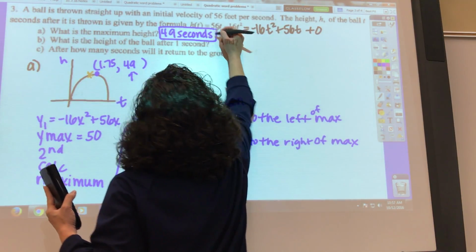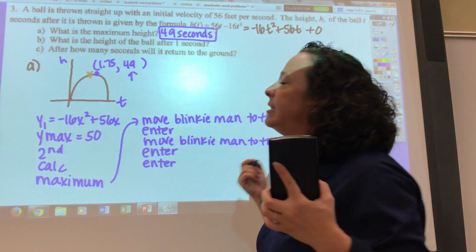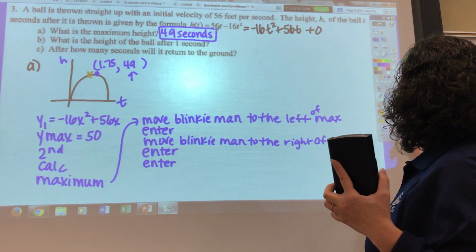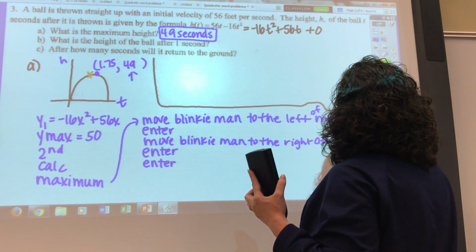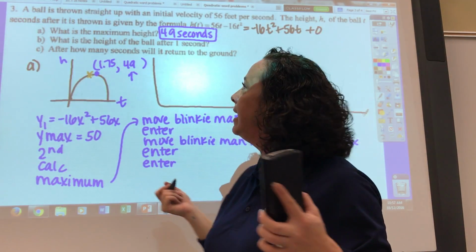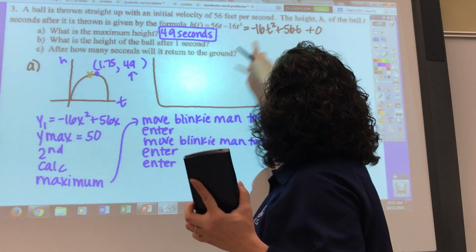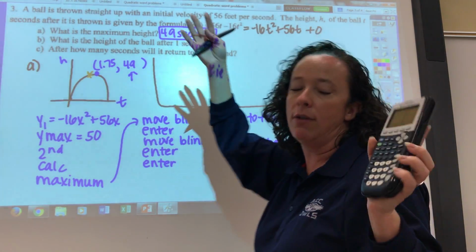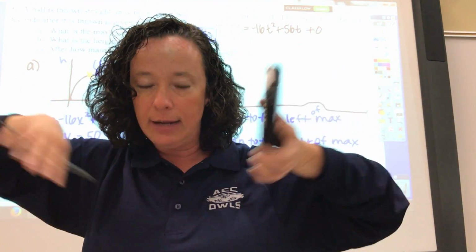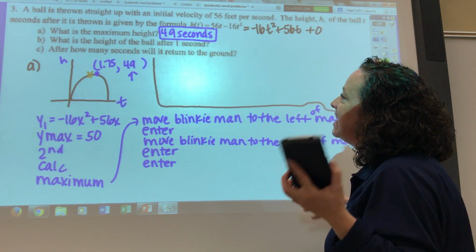Okay, part B. What is the height of the ball after 1 second? Okay, so I want to talk about this because we actually, in class so far, have not done this little trick on the calculator. It wants to know the height after 1 second. You could just plug 1 into that and get the answer. Okay, super simple. You get 40. Okay, 40 feet. And that's great and fabulous and wonderful. But I want to show you if it's not that easy.